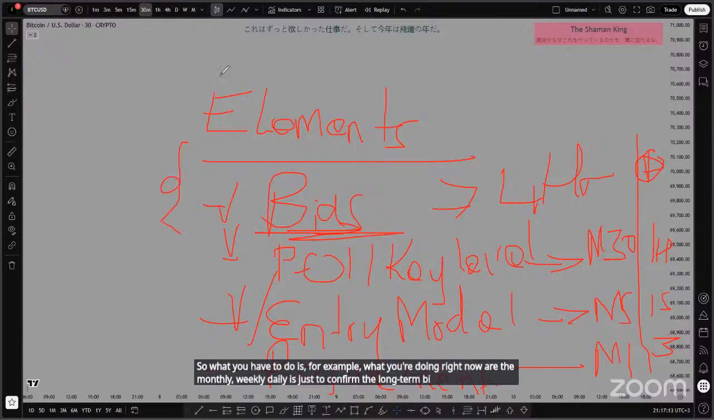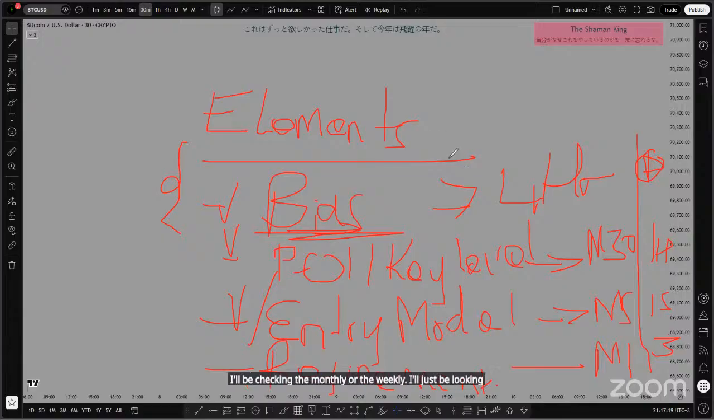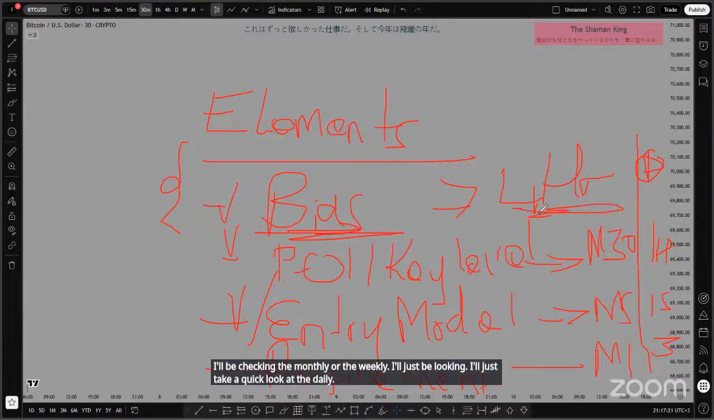But then during the week, I will not be checking the monthly or the weekly. I'll just take a quick look at the daily, but focus more on the 4-hour. Because once the 4-hour confirms the bias, then I'll need a key level, which I'll confirm whether it's 1-hour or 30-minute, depending on the cycle that will give me whatever I want to see.